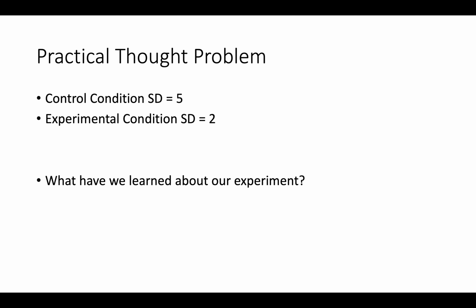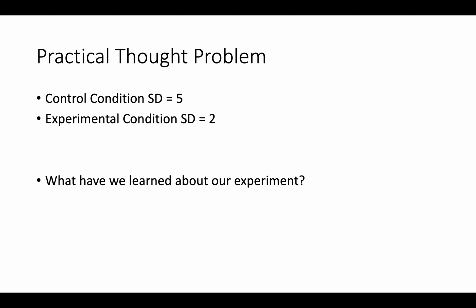So here's a practical thought problem for us. We've run our experiment. You can replace the conditions with conditions from your experiment. We have the standard deviation of one condition is 5, and the standard deviation of another condition is 2. What have we learned about our experiment? Well, in this case, we've learned that something in that second condition is making scores more consistent. That's important the way I set it up, because that's my experimental condition. That's me adding the thing that I think will affect behavior. And when I add that thing, people respond more similarly than in the control condition.